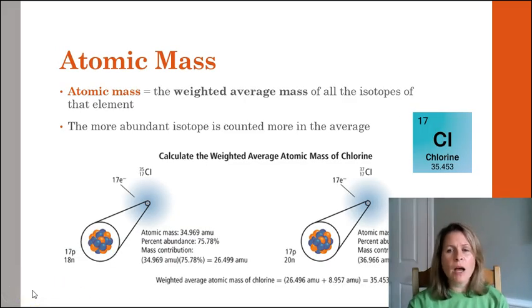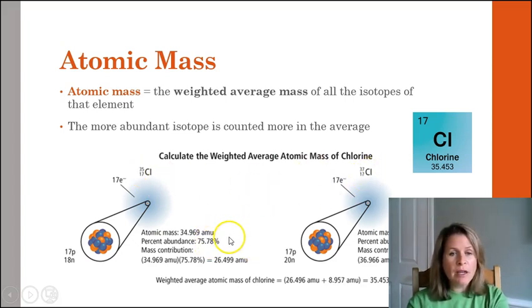Let's talk a little bit more about atomic mass. When you look at the periodic table, you'll see the atomic mass of an element listed underneath. It's rarely a whole number. One of the reasons why is because it's a weighted average of the mass of all the different isotopes that are available for that particular element. So let's use chlorine as an example. There are 2 different isotopes for chlorine: chlorine-35 and chlorine-37.